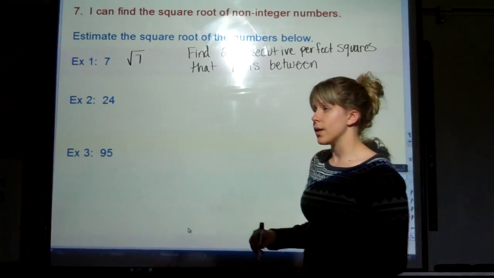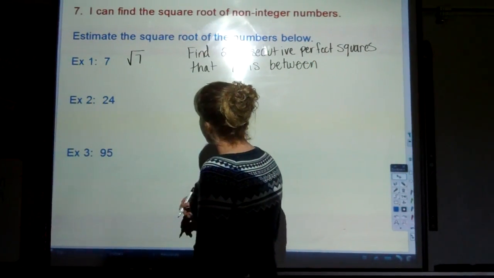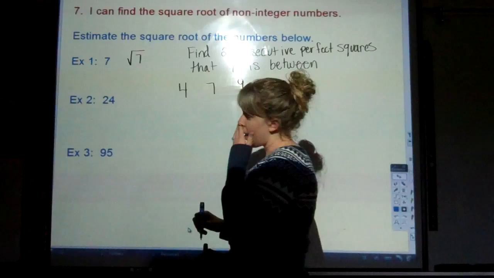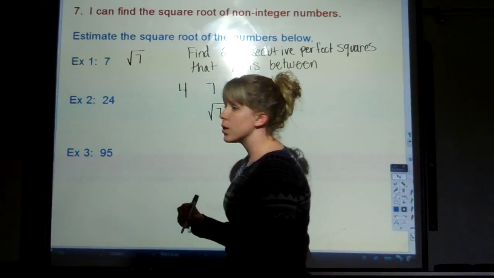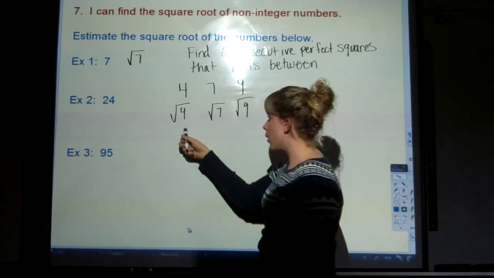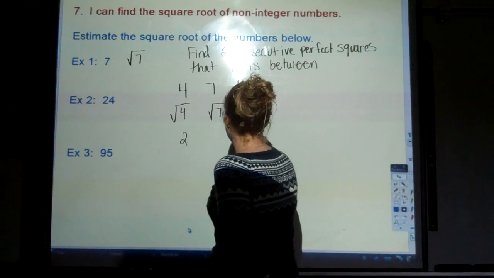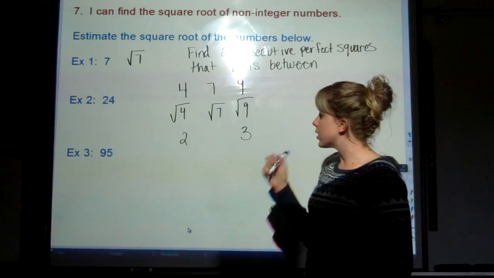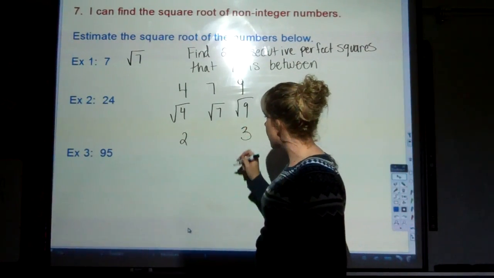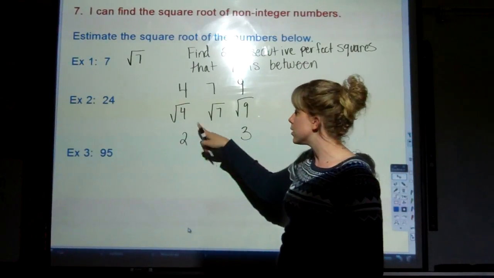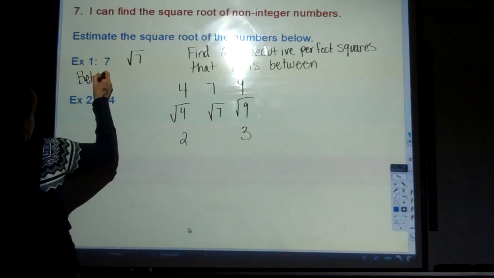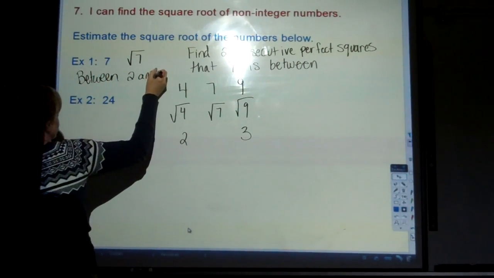Well, in this case 7 is in between the perfect square of 4 and the perfect square of 9. So that means that the square root of 7 is going to be in between the square root of 4 and the square root of 9. The square root of 4 is 2, and the square root of 9 is 3. So that means the square root of 7 is in between 2 and 3. And it's probably closer to 3 because 7 is closer to 9 than it is to 4. So the square root of 7 is between 2 and 3.